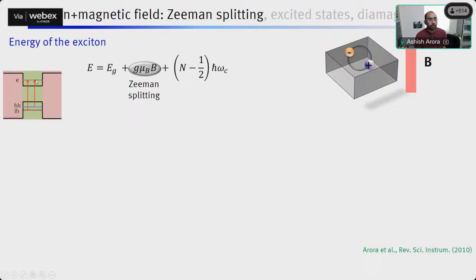This is the Zeeman splitting. Essentially, there are these holes, there are these electrons, and the energy levels are split for holes and for electrons. So therefore, initially, if a transition was doubly degenerate, for example, this heavy hole to electron transition was doubly degenerate, now this degeneracy will be lifted. So we should be able to see Zeeman splitting.